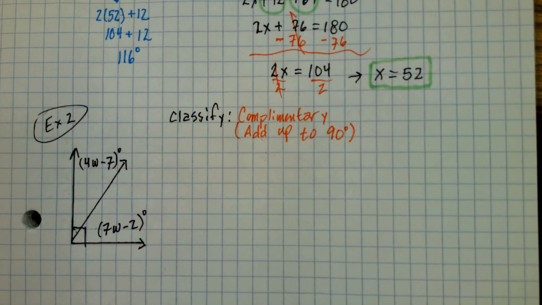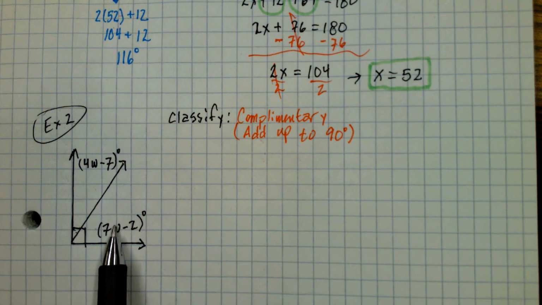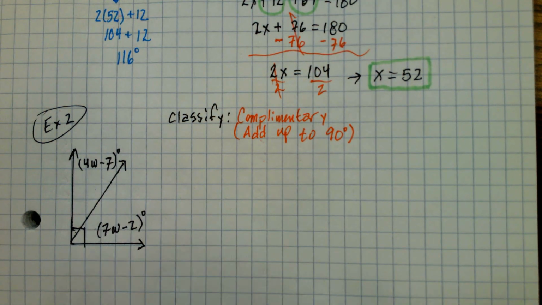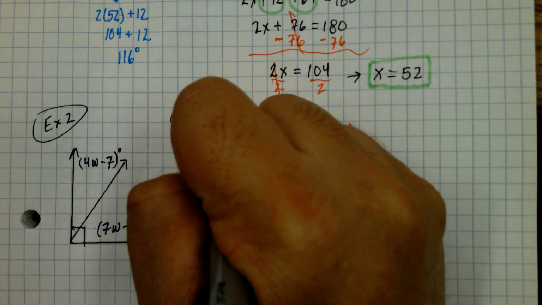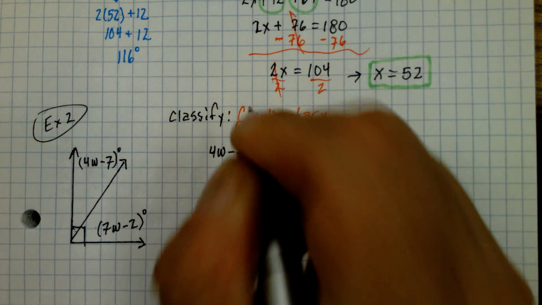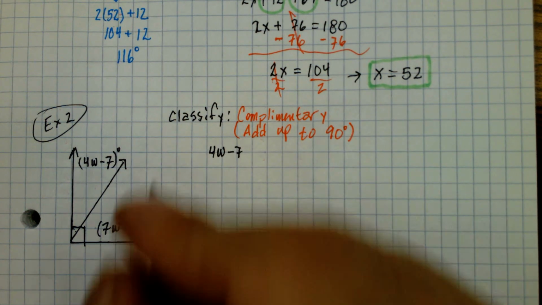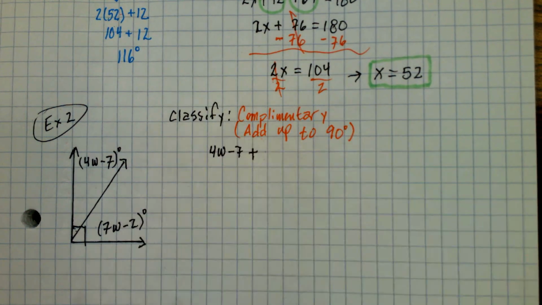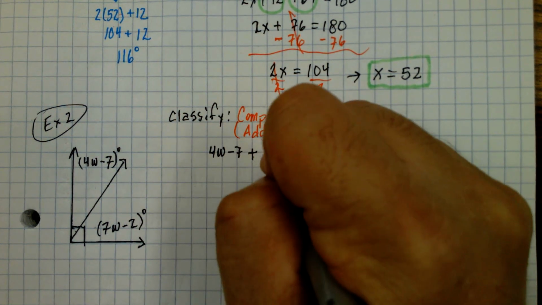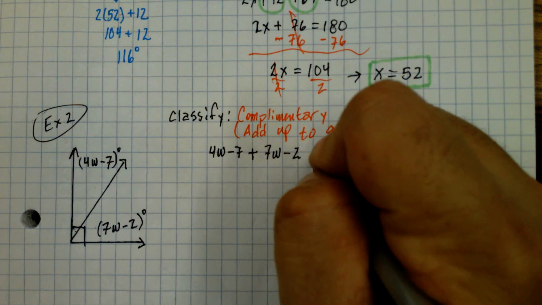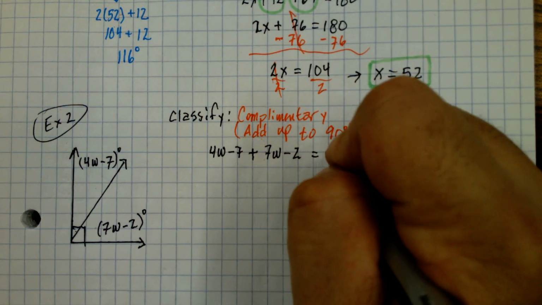And they're going to add up to 90 degrees. All right. So now we're going to take that fact that this plus this is 90 degrees, and we're just going to add these up. So I'm going to write 4w minus 7. I won't put the parentheses or the degree thing, but then I'm going to say plus 7w minus 2. That'll save us a step. And all of that has to equal 90.